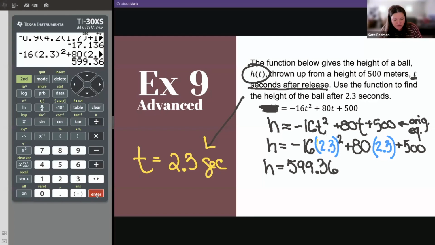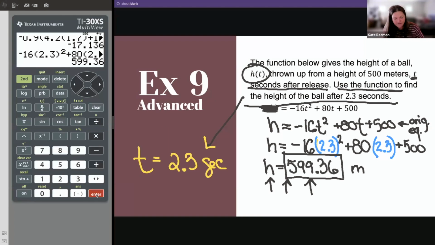Now that might not make a lot of sense to you, but take a look back at the word problem. It says use the function to find the height of the ball after 2.3 seconds. We just learned the height of the ball is equal to 599. And yes, it would be meters. But again, like Mason asked us about before, this is the part we really have to understand in order to select the right answer on the GED test.